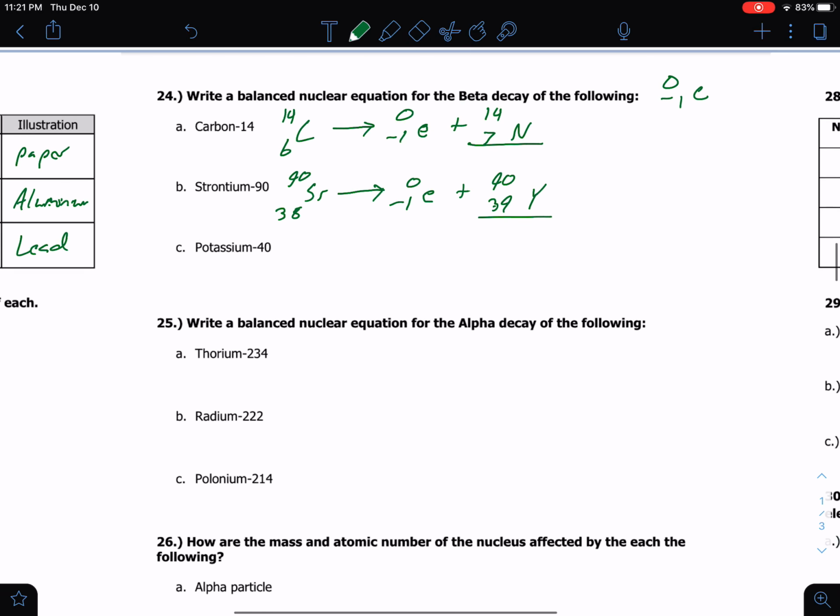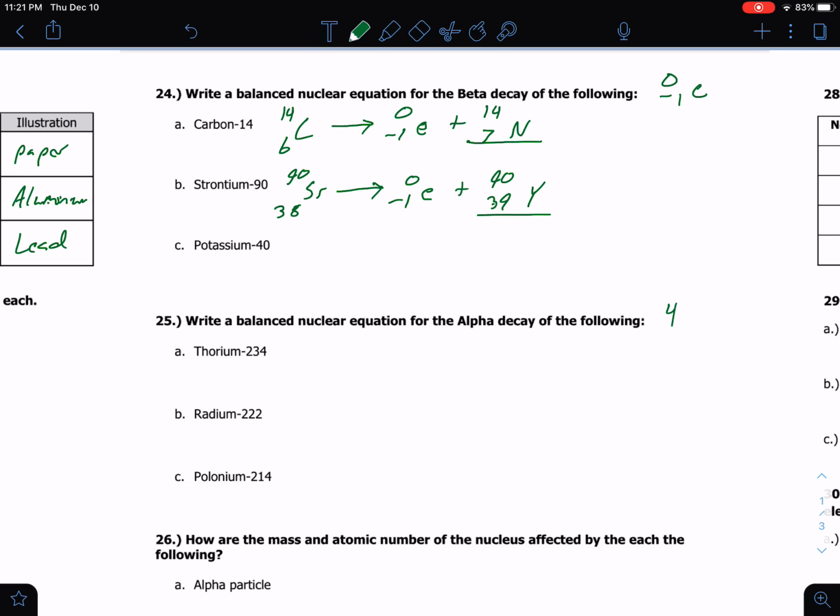Okay, let's go ahead and jump on to alpha. Alpha is going to be the 4,2 helium. First we're going to convert it. So we have thorium-234. Thorium is Th. We're going to put 234 on top, and thorium has atomic number of 90. So we're going to draw our arrow, and this is going to be a 4,2 helium.